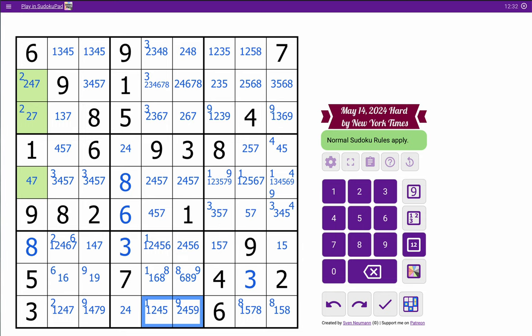Tells me nothing useful. Let's see. 3's here. I mean, this isn't 3. And this isn't 3, but that's not gonna still leave me with anything to go on? Anything at all?